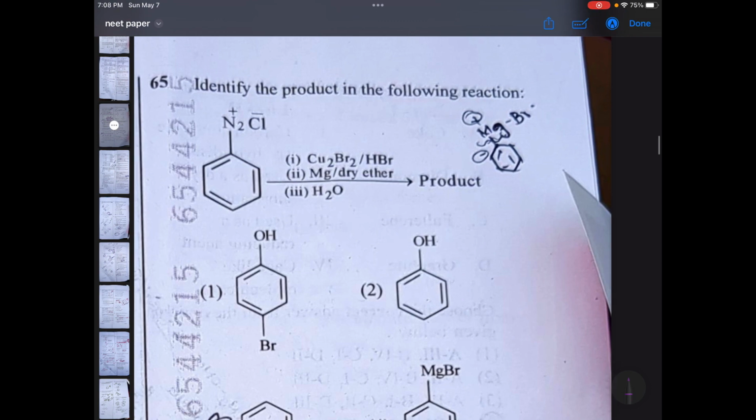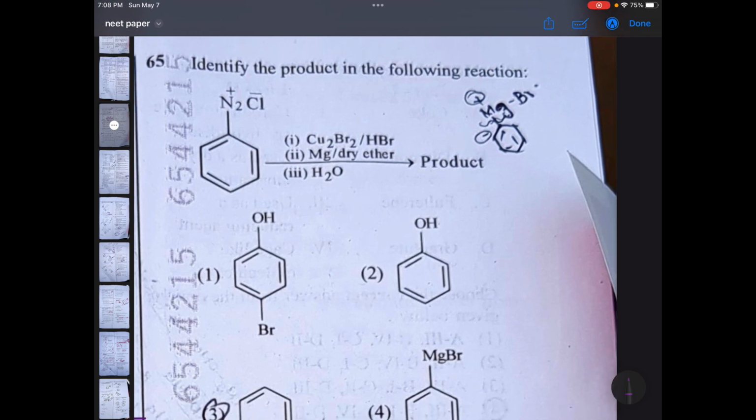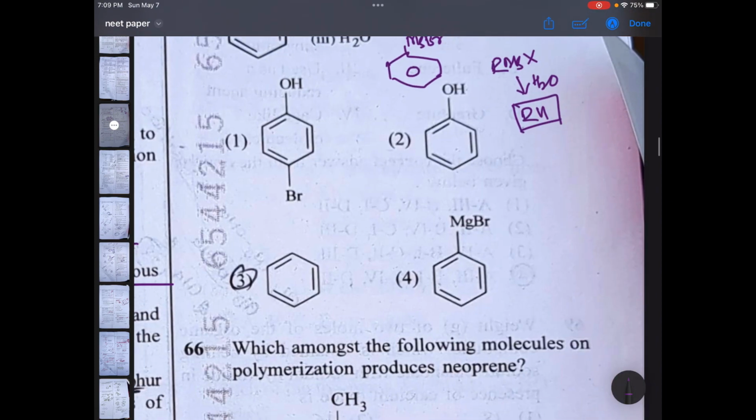65th question. This is my favorite question here. First point is CuBr2, means you will be getting here bromobenzene, Sandmeyer reaction. After the Sandmeyer reaction, Mg means MgBr, Grignard reagent. And Grignard reagent question we always discuss: R MgX, when you are treating with any group which can donate hydrogen, which are acids like water, alcohol, acids, anything, you will be getting there RH. Very basic question, very interesting.